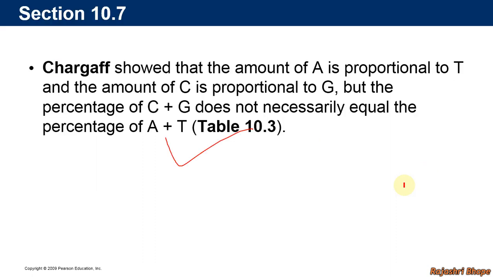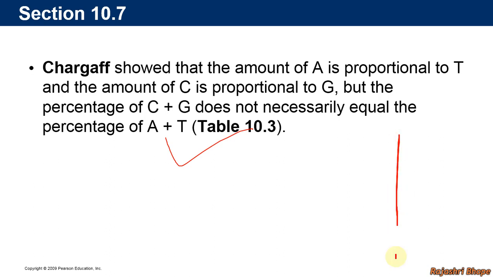Chargaff's rule we have already discussed. Base pairs AT and GC are the same. The amount of A is proportional to T and the amount of C is proportional to G. Now these A and T, and G and C, are known as complementary bases. Always adenine in one strand pairs with thymine.